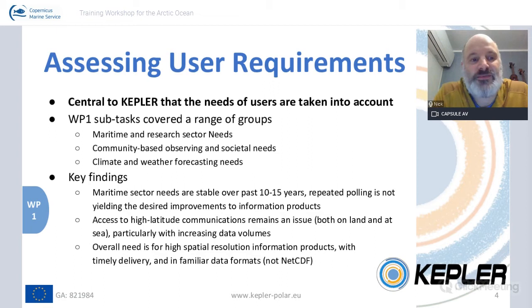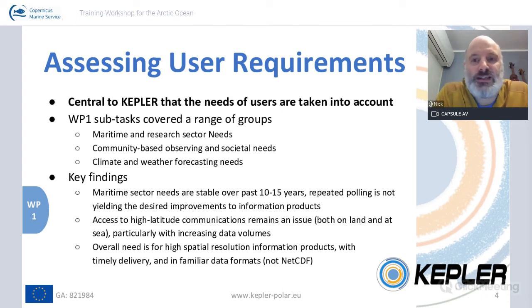So we had 3 subtasks within this, looking at the maritime and research sector. Another one, which is more terrestrial based, looking at community based observing and societal needs, including those of indigenous peoples, particularly in the far north of Europe. And then a task looking at the intermediate user needs. This is like the weather forecasting agencies and those looking at climate forecasts, and what they needed in terms of information provision.